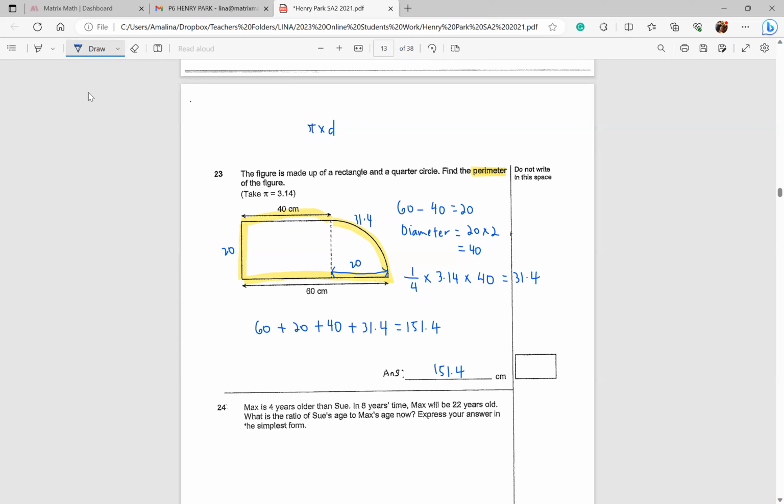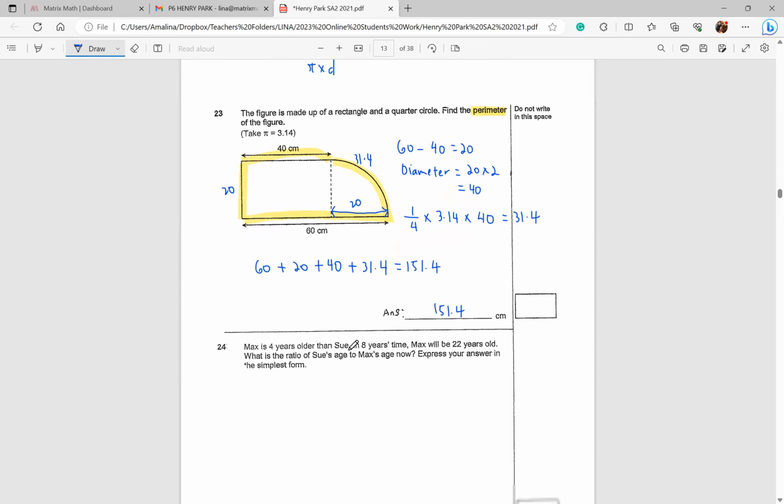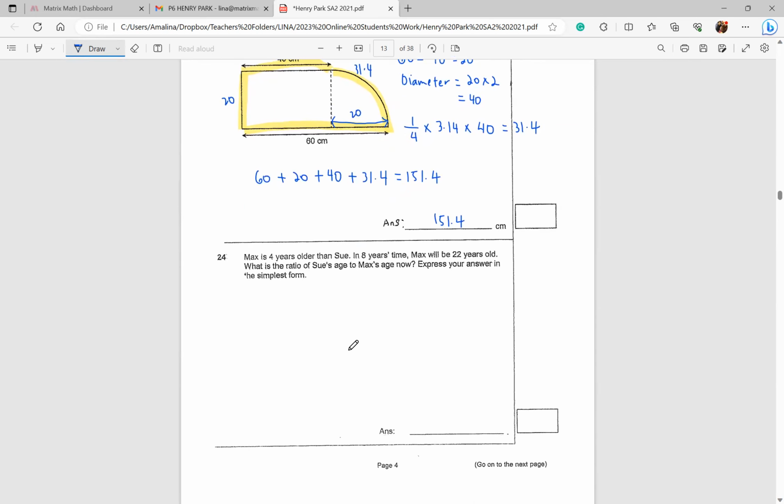Okay, question number 24. Max is 4 years older than Sue. In 8 years' time, Max will be 22 years old. So what is the ratio of Sue's age to Max's age now? Express your answer in the simplest form.